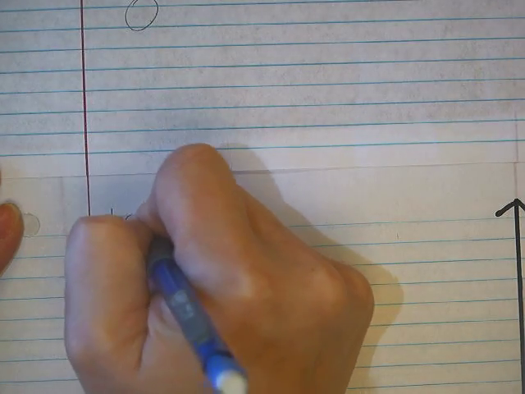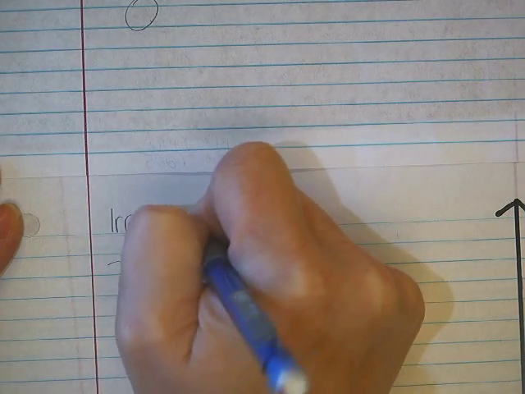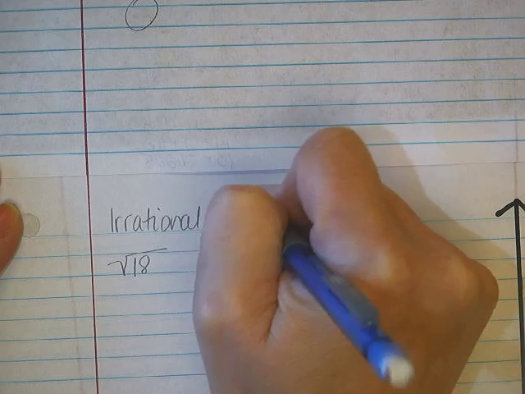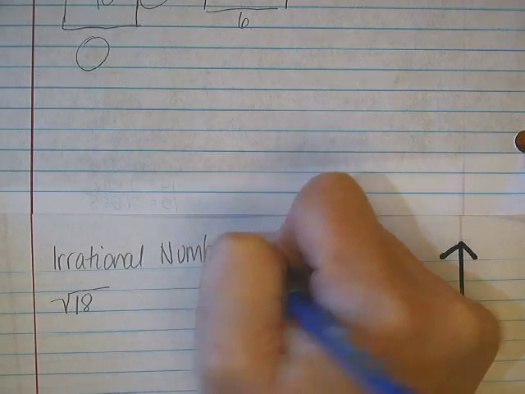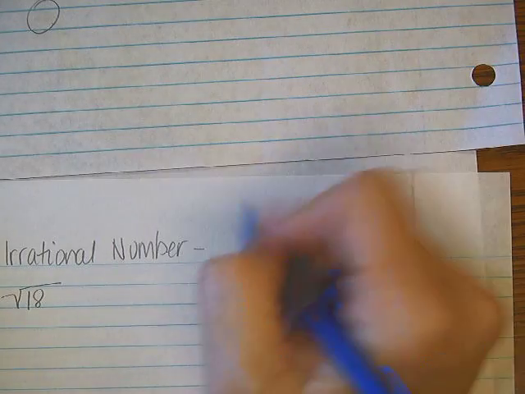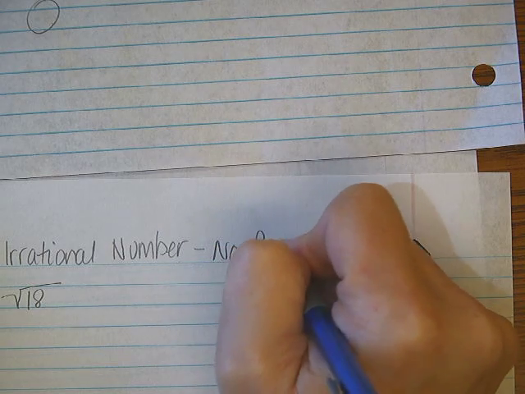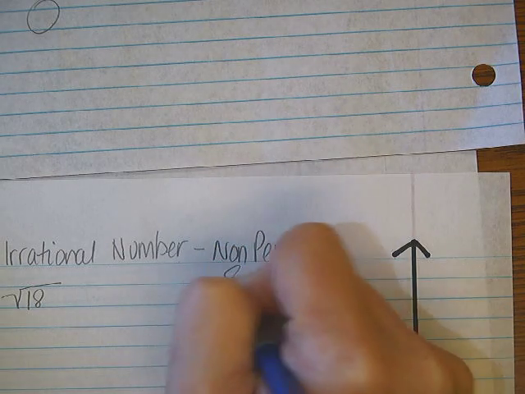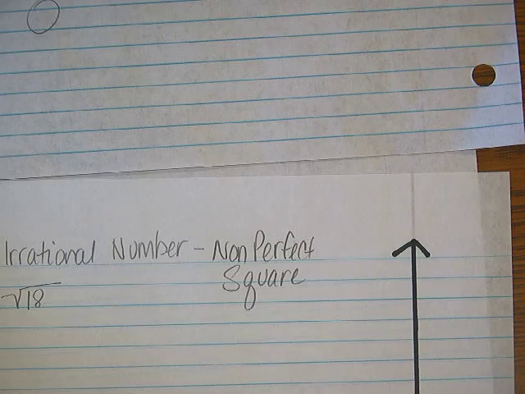So the square root of 18 is not considered a perfect square. Some teachers will call it an imperfect square. Other teachers will call it an irrational number. But most teachers will call it a non-perfect square.